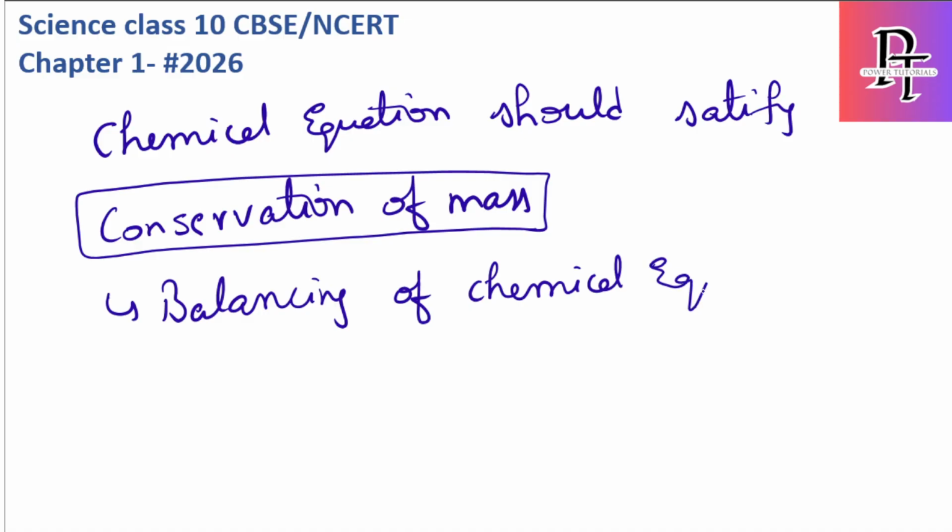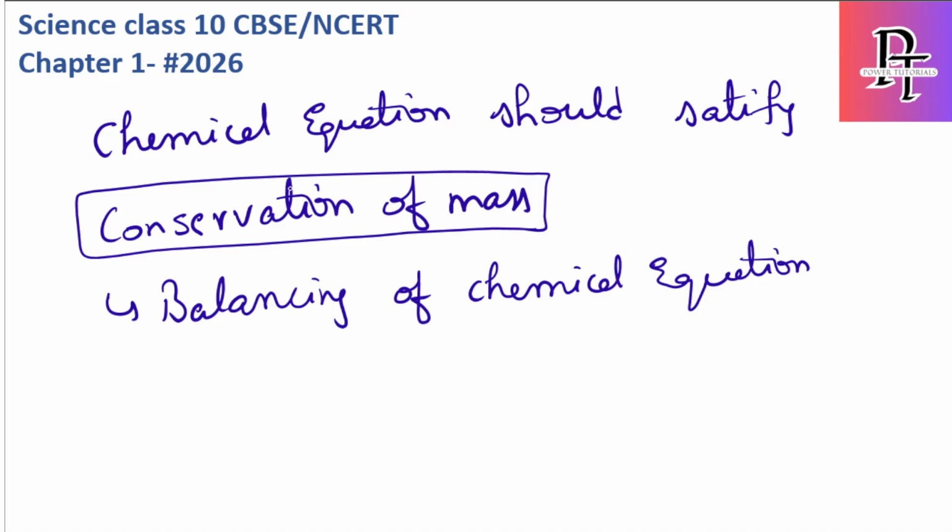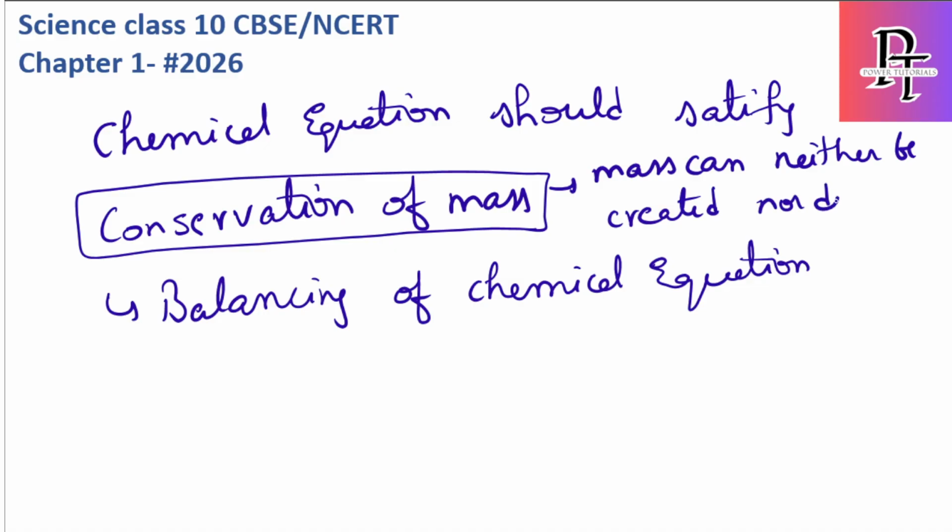So I'm repeating again. If you notice in the previous equation, the number of atoms present in LHS and the number of atoms present in RHS, that is the product side, are not equal. But as I mentioned, every chemical reaction should satisfy conservation of mass. So what is conservation of mass? Mass can neither be created nor destroyed. So whatever mass is present before the reaction should be the same after the reaction as well. So simply, the mass of the reactants should be equal to the mass of the products.